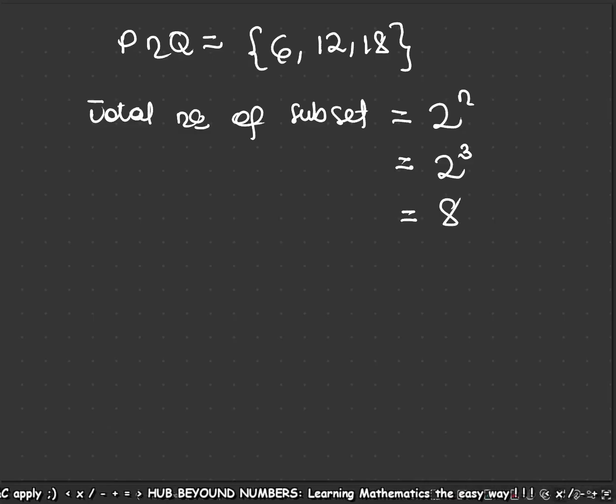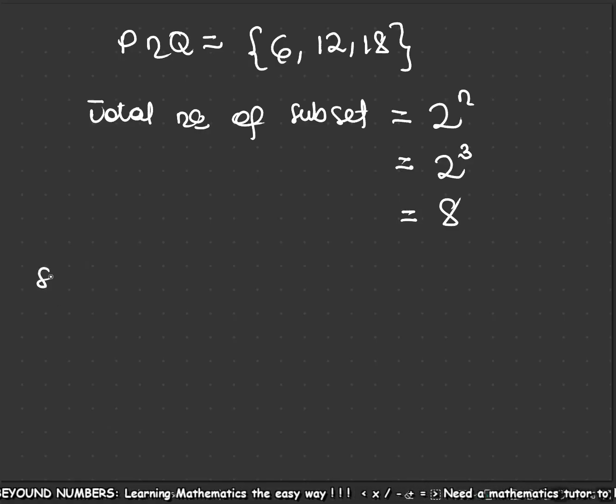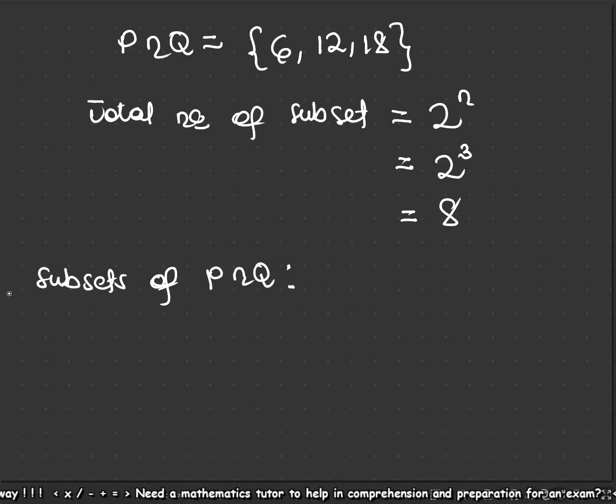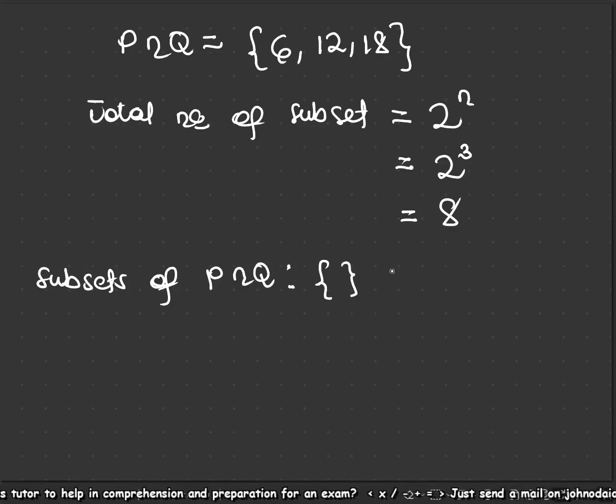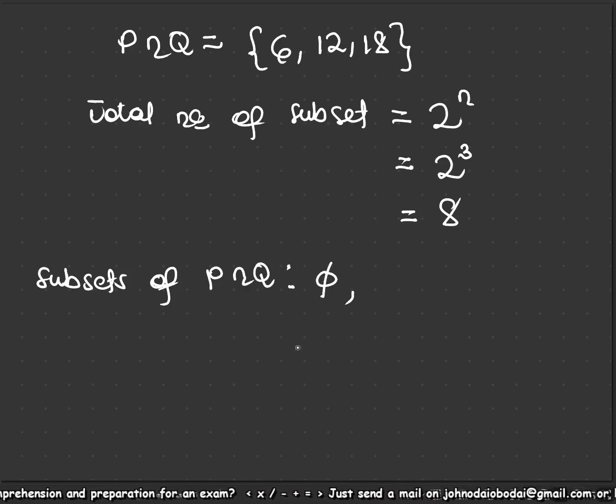So we want a total of 8 subsets. Now let's start listing out these subsets. The simplest one, or the very first one we can get, is the empty set, because we know the empty set is a subset of every set. Use either that sign or this over here. So we have our empty set, and then you come and list out the individual sets: 6, 12, and 18.